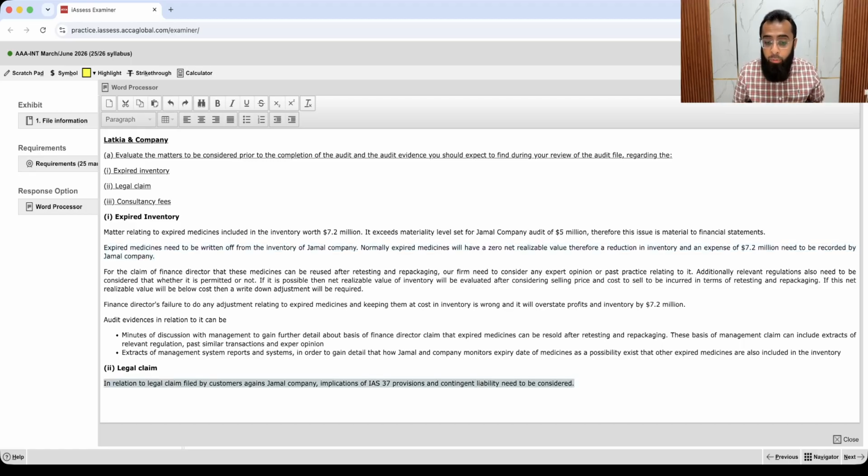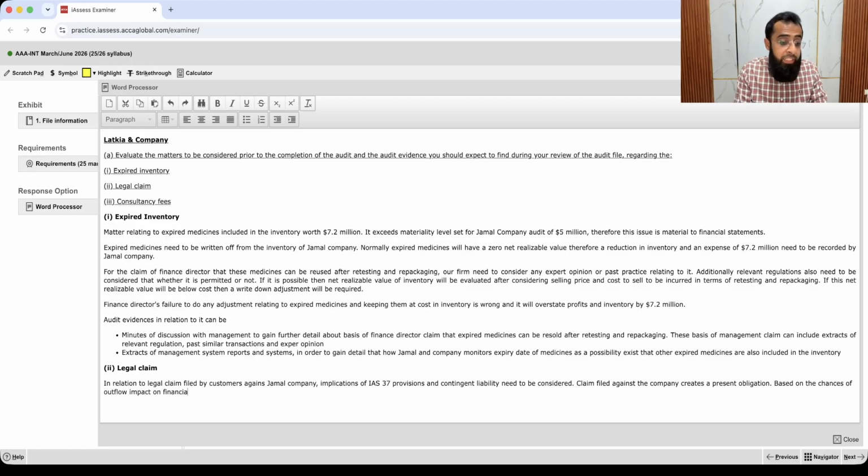So what I'm trying to say is that it's completely up to you. If you are very much confirmed on the standard number, give its reference. If you're not confirmed, no need. Just write as per accounting standard. Okay. Now, claim filed against the company creates a present obligation based on the chances of outflow. Chances of outflow, impact on financial statement need to be determined.